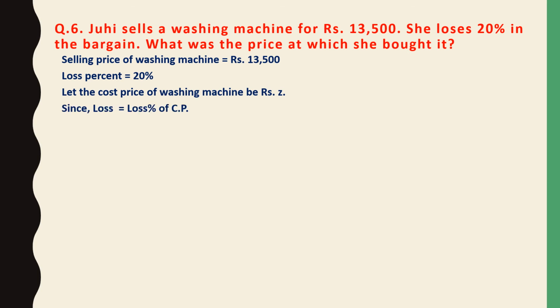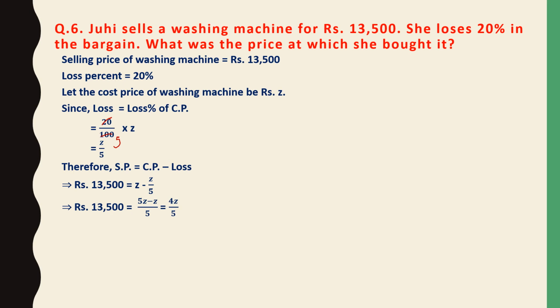Since loss is equal to loss percent of CP, we can write loss is equal to 20 by 100 into Z, that is Z by 5. Therefore, SP is equal to CP minus loss. We can write rupees 13,500 equals Z minus Z by 5. It can be written as 5Z minus Z divided by 5, which gives us 4Z by 5. Now we can take Z to the LHS and the rest of the things to the RHS.